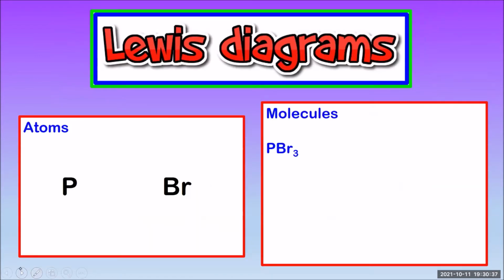Remember the Lewis dot cross diagrams that we used when we were studying covalent bonding? They show only the valence electrons, that's the electrons in the outermost shell, which is where the bonding happens. There is a particular way to draw one of these for atoms. We draw the element symbol first. Now we work out from the periodic table how many electrons there are. It's equal to the group number. So let's start with phosphorus. It's in group 5, so it has 5 valence electrons.